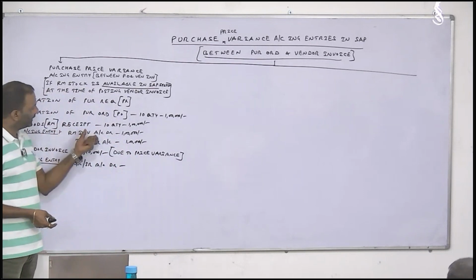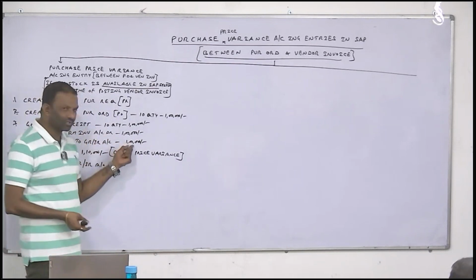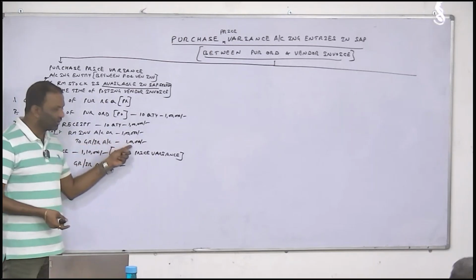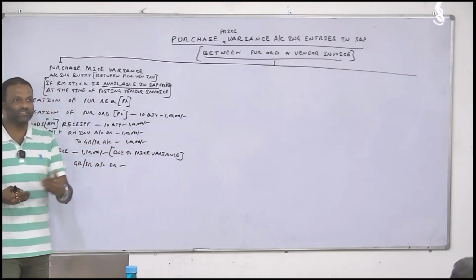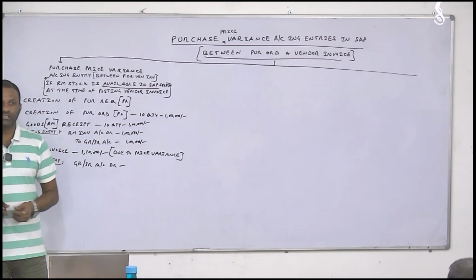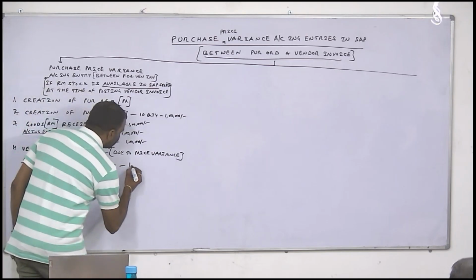Here, raw material inventory account debit to GR IR account, how much you have posted? GR IR you have already created with 1 lakh. Again, you cannot change that. GR IR account debit, how much? 1 lakh.